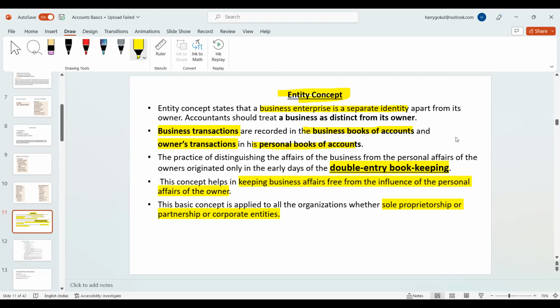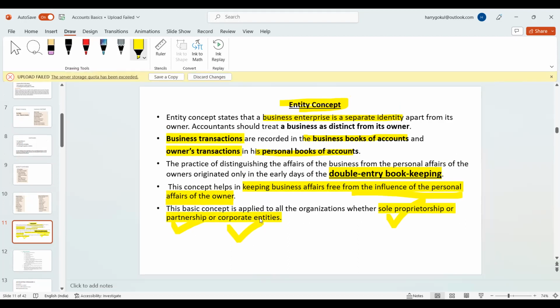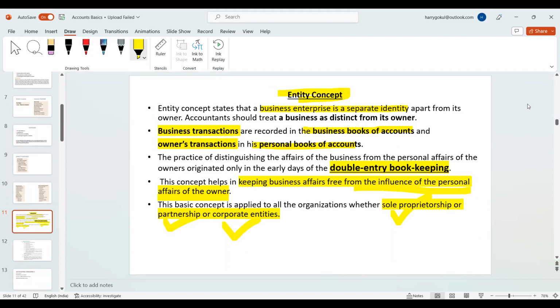For that, we treat them as two different, distinct persons, so that our books of accounts won't be influenced by the personal affairs of the owner. This always applies to a sole proprietor, partnership concern, cooperative entities, whatever the case may be. It will be shown separately. It won't be included in the company's books of accounts. If such amounts are taken, they will be shown as drawings in the books of accounts.